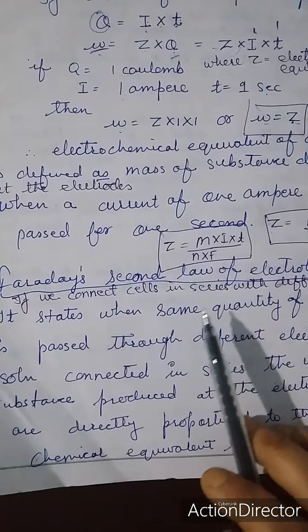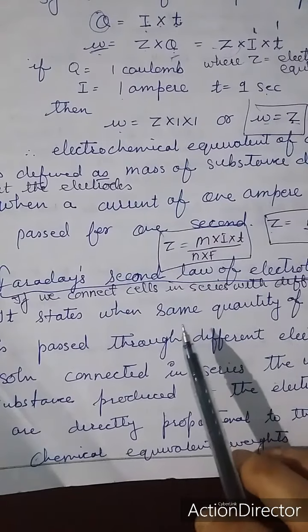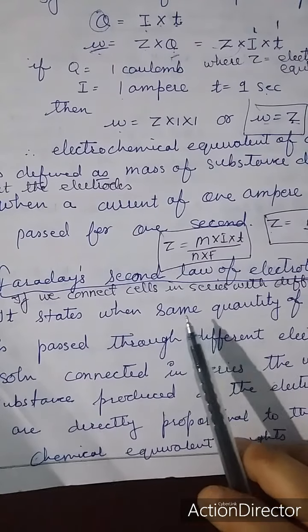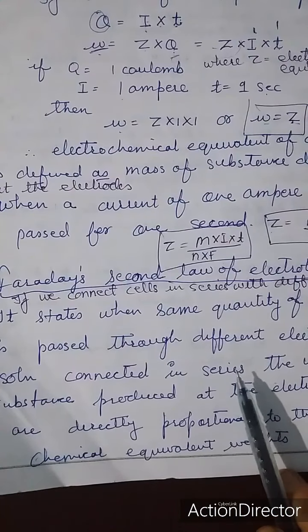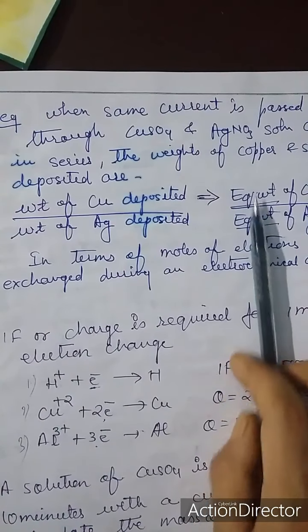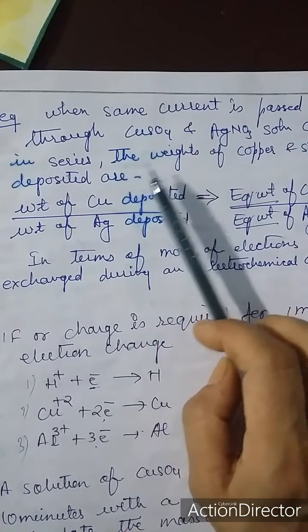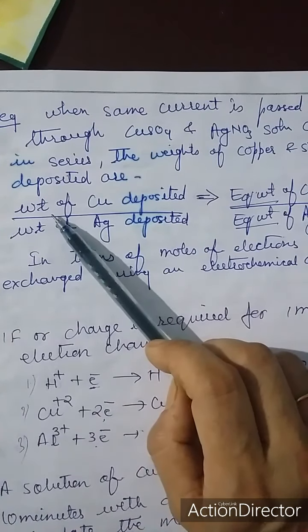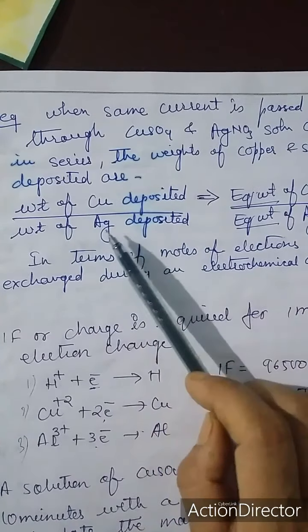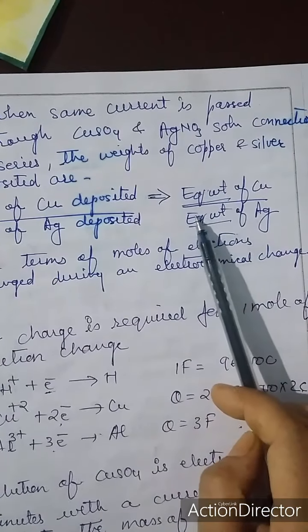Now let us talk about Faraday's second law of electrolysis, in which we connect cells in series with different electrolytes. It states that when the same quantity of electricity is passed through different electrolytic solutions which are connected in series, the weight of substance produced at the electrodes is directly proportional to their chemical equivalent weight. When the same current is passed through copper sulfate and silver nitrate solution connected in series, you can find the weight of copper and silver deposited. The ratio of weight of copper deposited to silver deposited will be equal to the equivalent weight of copper upon equivalent weight of silver.